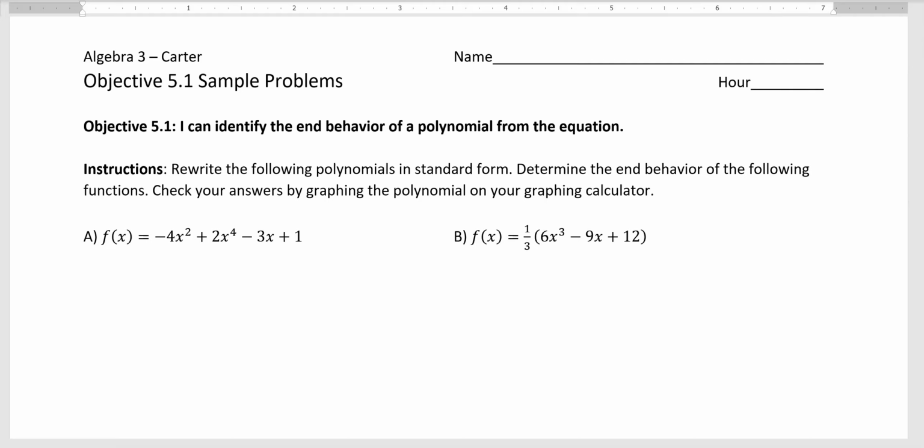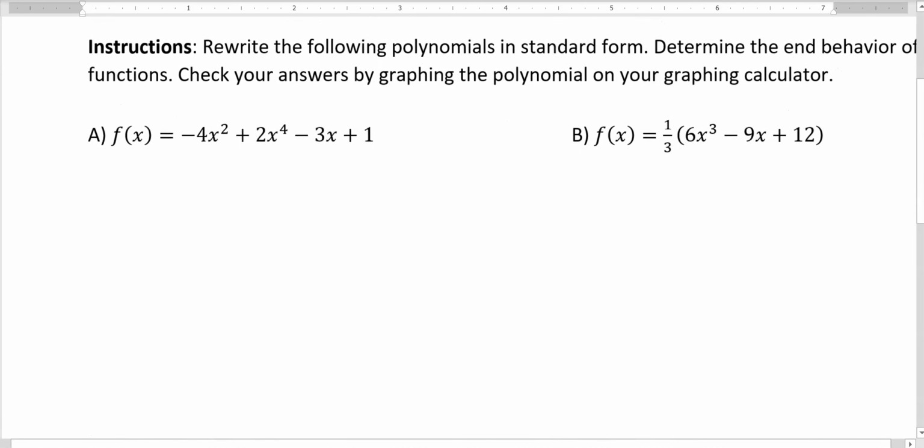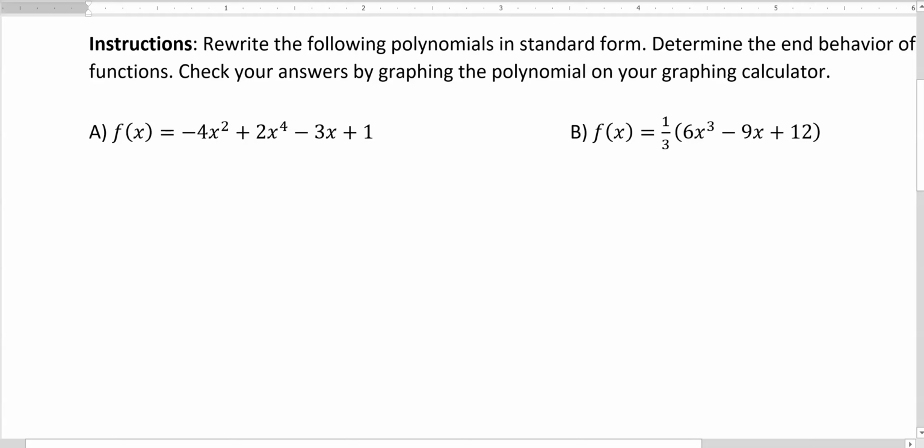So, what we're going to do is rewrite the following polynomial in standard form, make sure we've identified the leading coefficient and the degree, and then state the end behavior from that, all right? So let's start with letter A here. Negative 4x squared plus 2x to the fourth minus 3x plus 1.